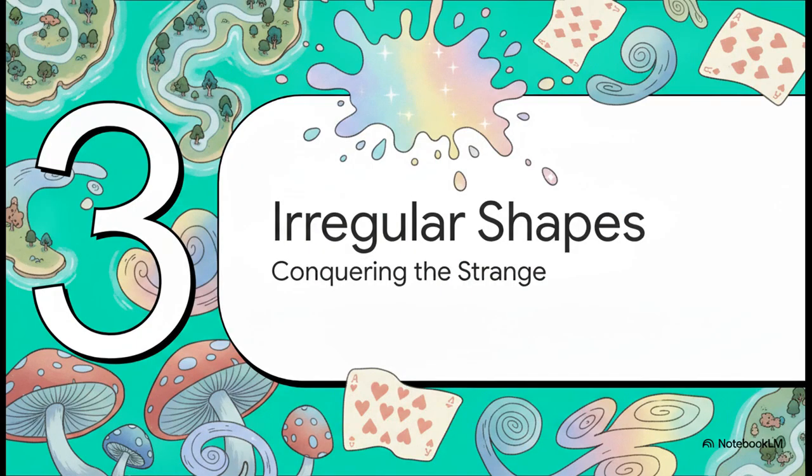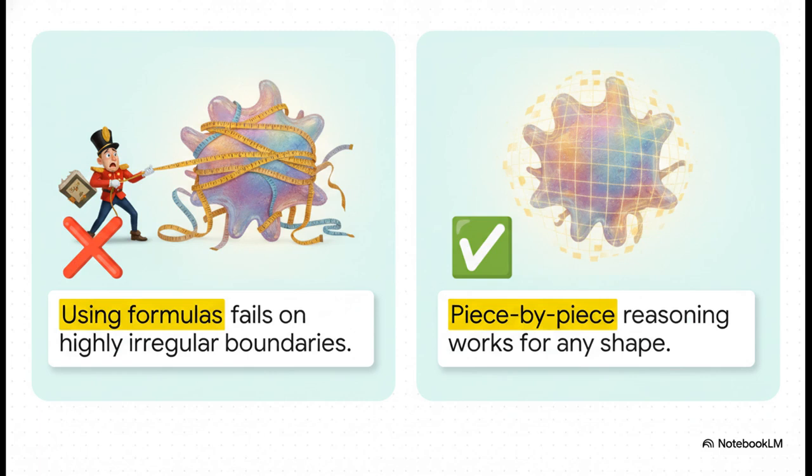Now, what about the weird stuff? Let's talk about conquering the strange, because irregular shapes actually don't matter. What happens when we step away from those perfect squares and rectangles? When we encounter bizarre, irregular shapes, like a totally strange island map or a random splash of paint that definitely don't fit into a simple formula.